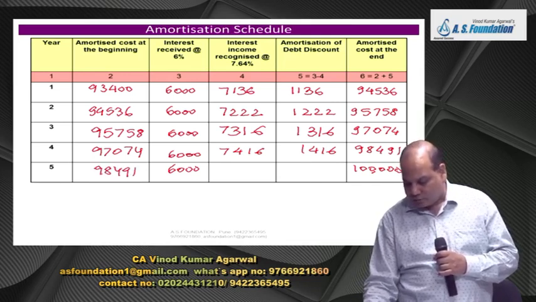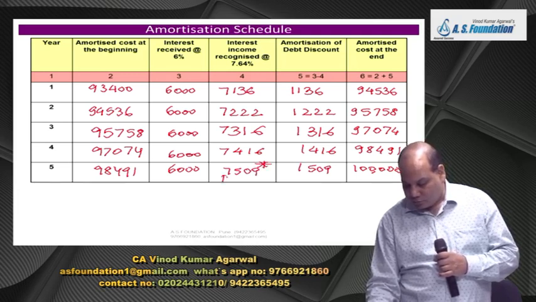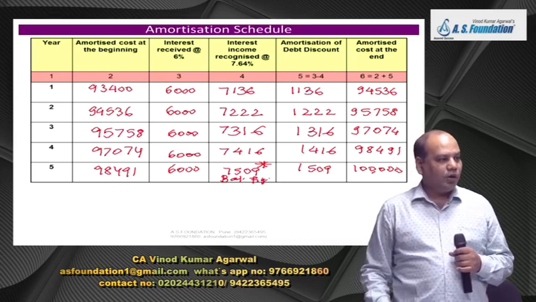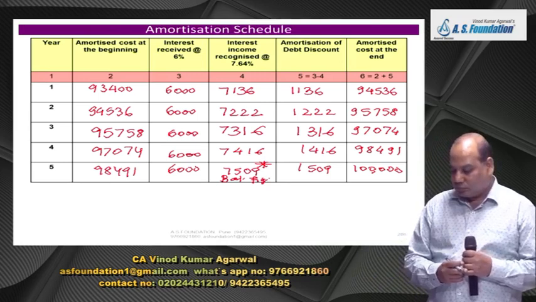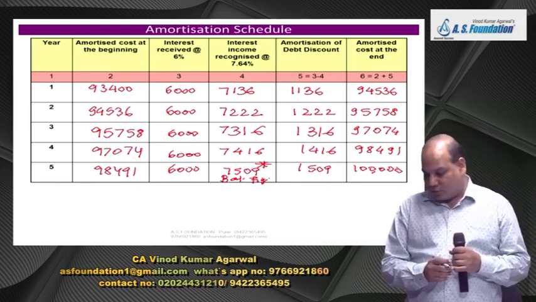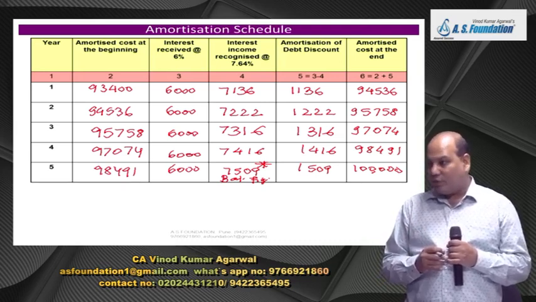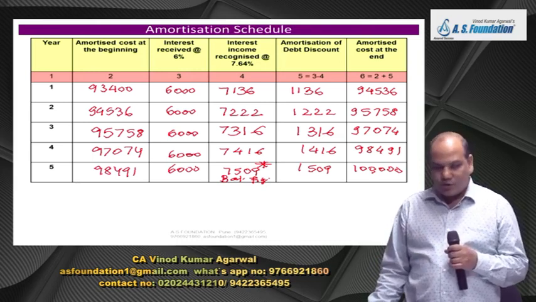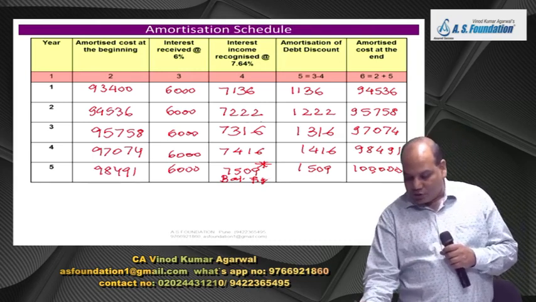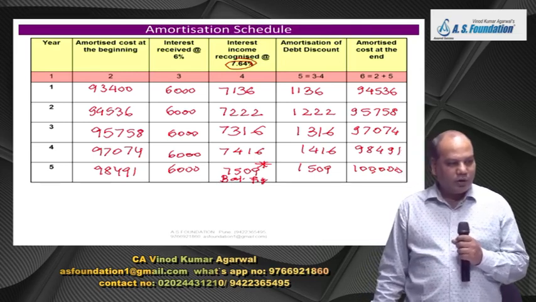98,491. Wait, reverse working. First you write here what amount you require to get 1 lakh. 1509. So this will become 7509, the balancing figure. Cross check also whether you are getting the same number. 98,491 into 7.64% is 7525. Okay, that much difference is okay. So it seems this is the EIR they have correctly calculated.